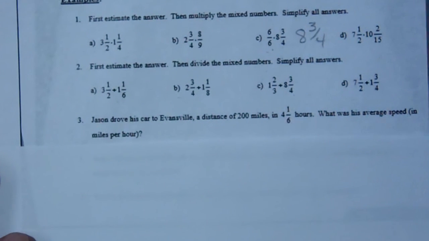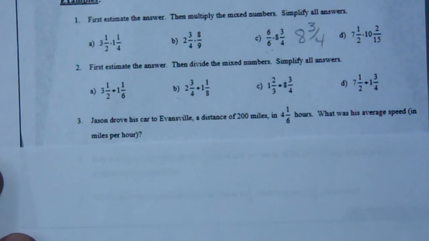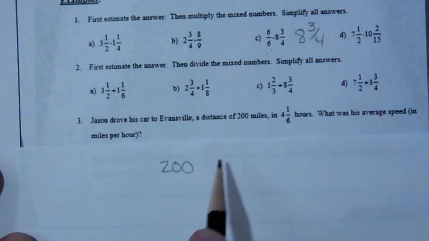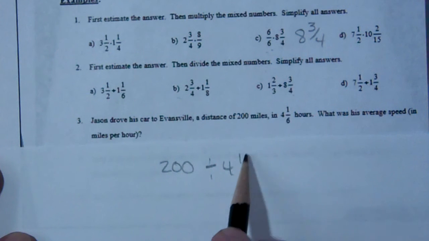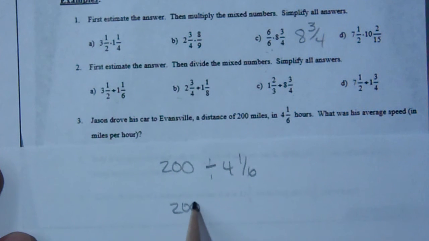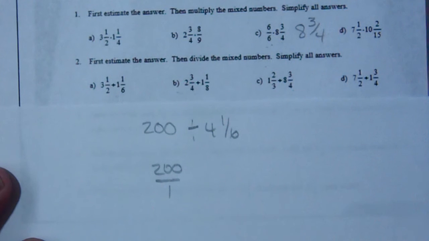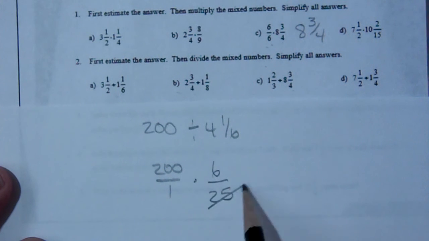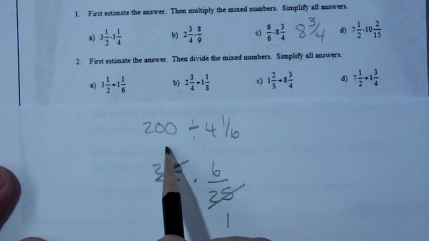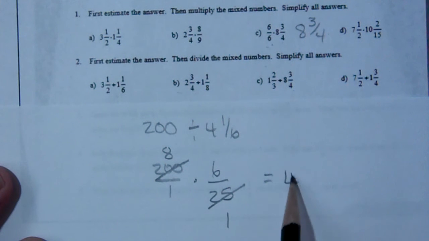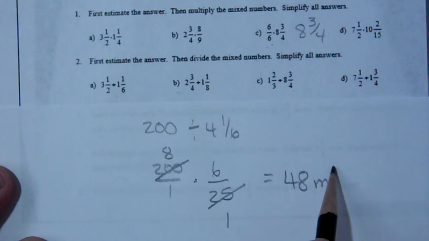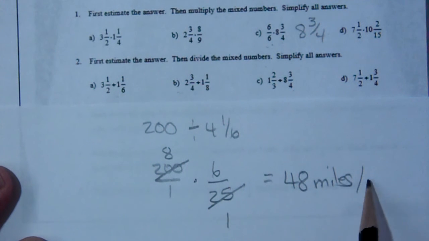Here's a word problem. We've got this guy who drives 200 miles in 4 1/6 hours. So what is his average speed? So the average speed in this one is going to be 200 divided by 4 1/6. So that is 200/1 times, this is going to be 25/6, so it's 6/25. 25 goes into 25 once, 25 goes into 200 eight times, and so his average speed is 48 miles per hour.